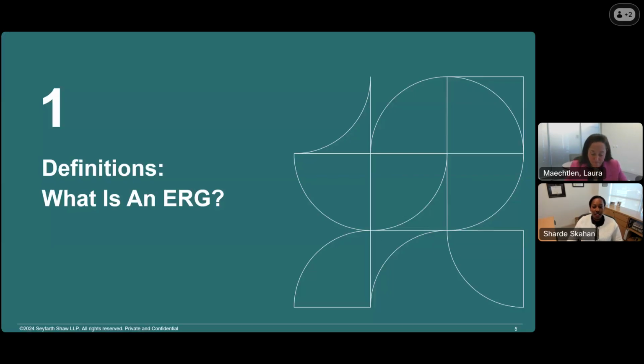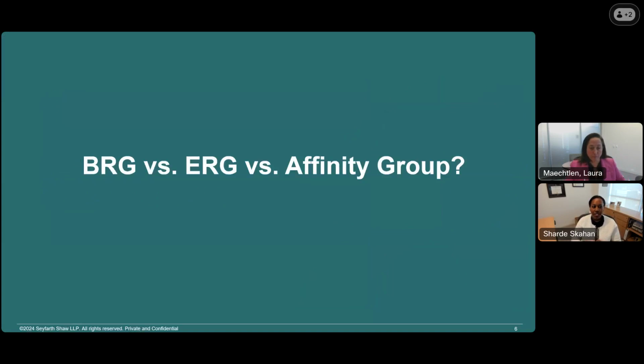All right, so getting into the initial definition section, what is an ERG? If we can switch to the next slide, these are some of the terms that you probably recognize: BRG versus ERG versus affinity group. They all have similar meanings, and a lot of times people use them interchangeably, but they all are actually a little bit different.